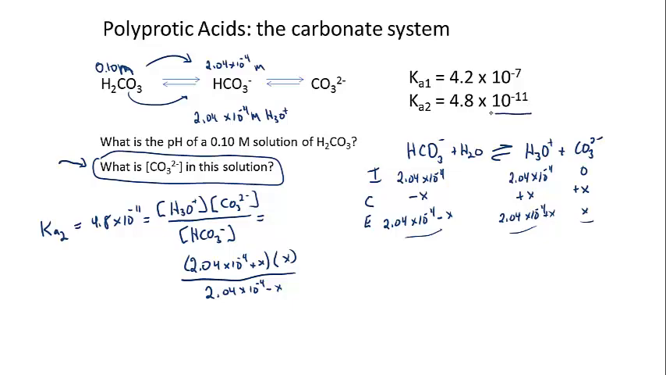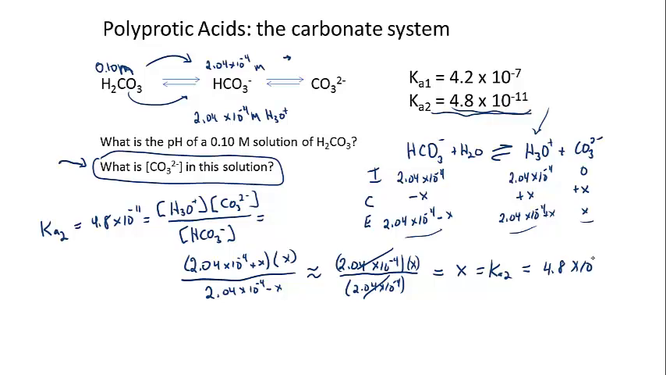Now notice that the Ka here is really tiny, which means this second reaction is only going to go a tiny bit, hardly at all. And because you're starting with some of the product, the hydronium ion, it suppresses the reaction going forward. So in both the 2.04 times 10 to the minus 4 plus x and minus x, we can ignore the plus and minus x. We have 2.04 times 10 to the minus 4 times x, where x is the carbonate ion concentration, over 2.04 times 10 to the minus 4 without any x. And this is so cool, the concentrations go away, and x equals Ka2, which in this case is 4.8 times 10 to the minus 11 molar. So that is the carbonate concentration when you're done.